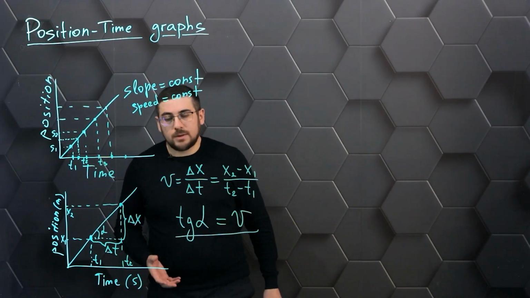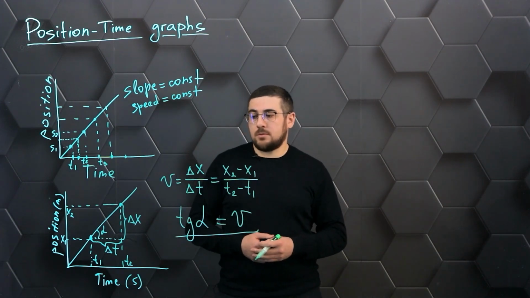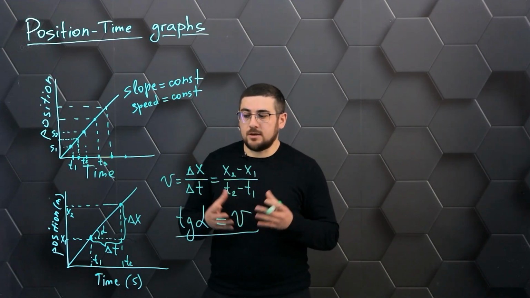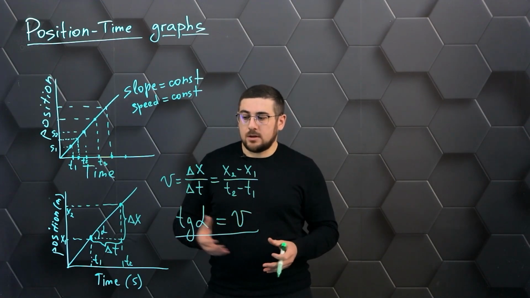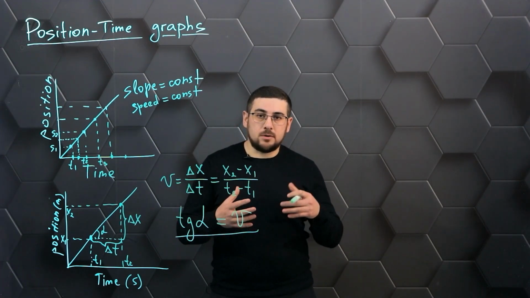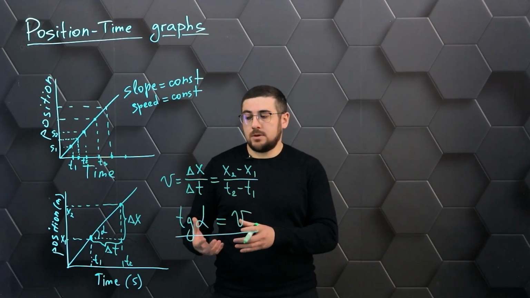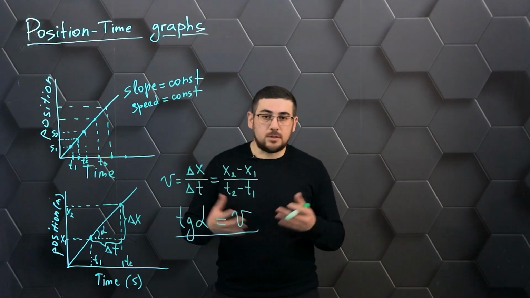This can be used to analyze graphs when we have several types of motion on one graph, for example. And we can see that the angle of slope of the graph changes. And so we can understand where and on what plot the velocity will be greater, where it may be less. Well, let's look at an example of such a graph.